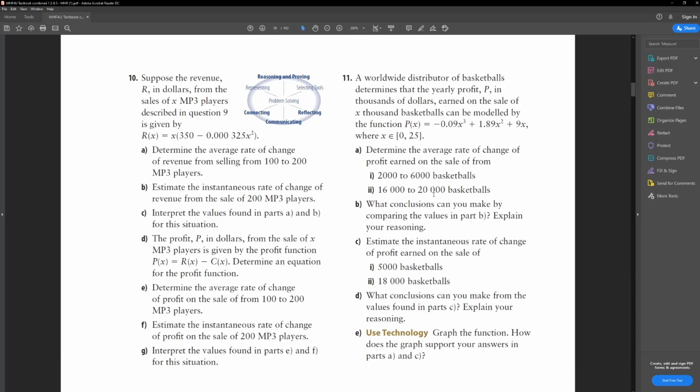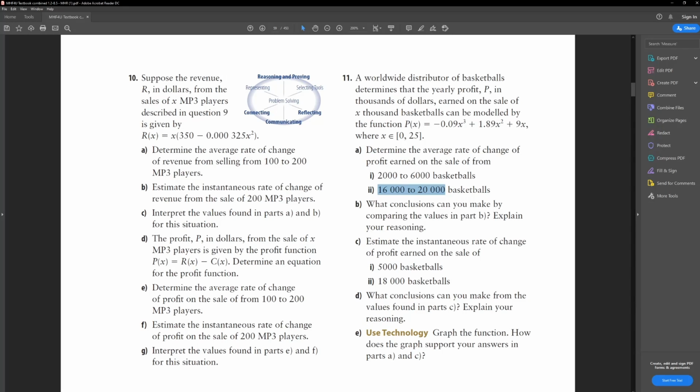The same thing goes for this one. And then again, you're just going to substitute those values in, find P1, P2, X1, X2, and then find delta P over delta X. What conclusions can you make about comparing the values in part B? Again, just compare whether this one is bigger in cost or bigger in profit, and just state what you see.